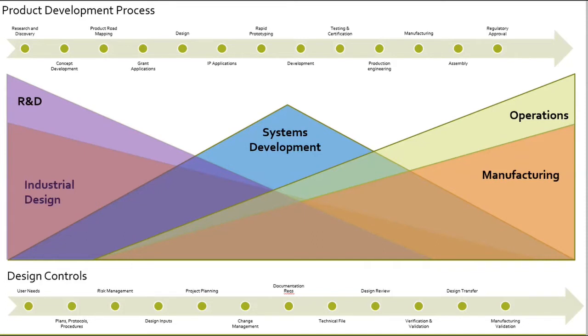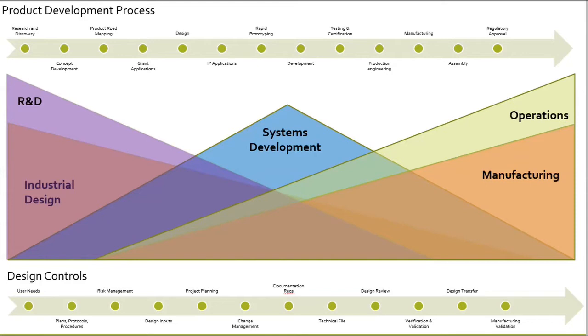But what we've included down the bottom there are what we call the design controls, and each of these topics we're going to touch on today, these all run in parallel right throughout this process, starting right at the front with the user needs, and that's part of that whole discovery process of understanding what it is that you want the product to do, who are the stakeholders involved, all through the planning protocols, procedures, the risk management, design inputs, project planning, change management, a whole heap of stuff around documentation requirements and the review process of the documentation, technical file, design review, verification, validation, design transfer, and manufacturing validation. So let's, unless you've got anything to add, Jeff?